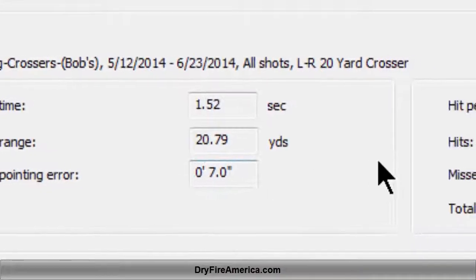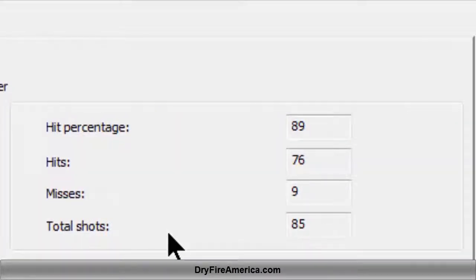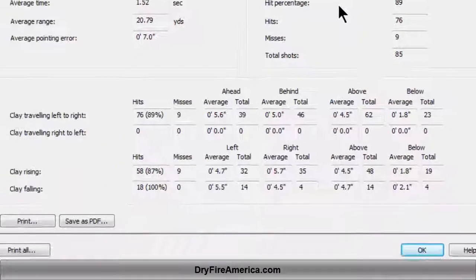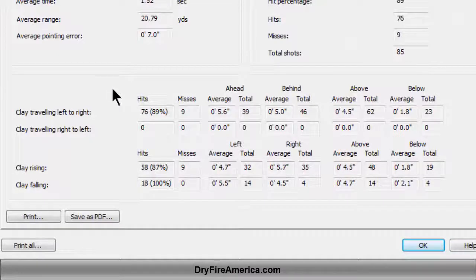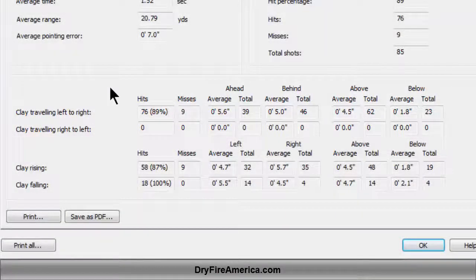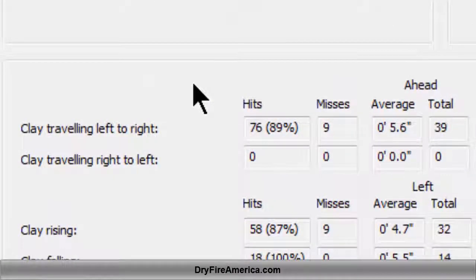Then on the right-hand side, it gives me other facts. Based upon 85 shots down here, and the fact that it calculated that I missed 9 and I hit 76, it says that my hit percentage was 89. Now let's move into the next area down here, which is now being highlighted. And this area of the screen is showing us the difference between targets that are traveling from the left to the right versus targets that are traveling from the right to the left.